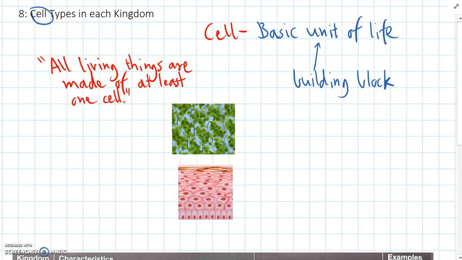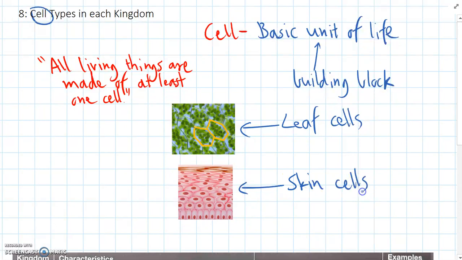And we know this because if you look at some tissue of a living thing, part of its body, under a microscope, we can actually see the cells. So here are some leaf cells from a plant, and we can see each individual cell in these hexagon shapes. The second one here is a picture of some skin cells from a human. And there are a few different types of cells here, but they're all still a human body cell.